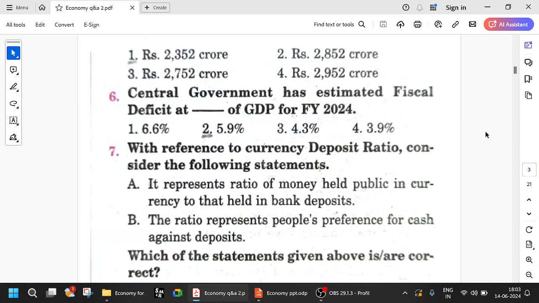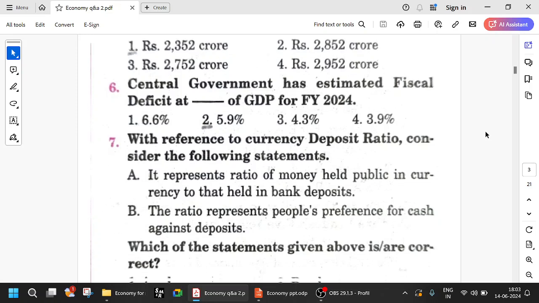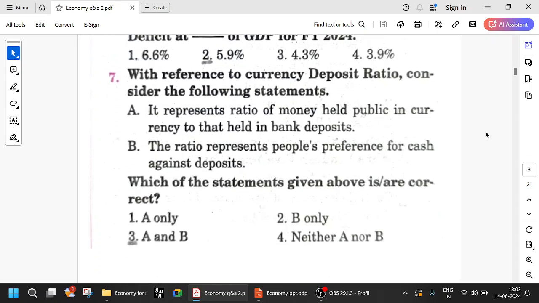Okay, so most questions will be asked from the Budget and Economic Survey and government schemes. So be very thorough with them.